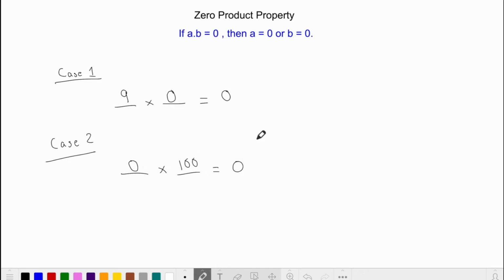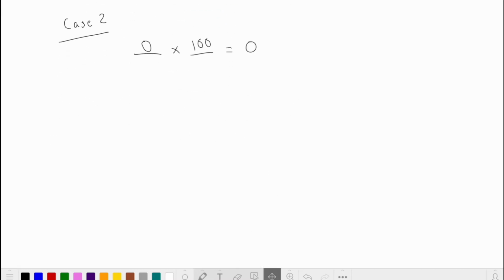Now we will solve some factored quadratic equations to help you understand the zero product property even better. And now, let's start with practice problem 1.